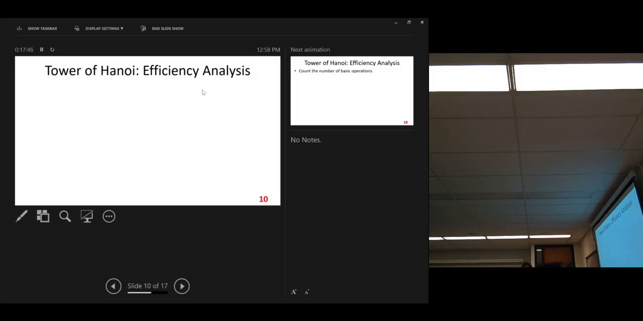Let's do this. How many moves do we need? Think about basic operation, right? When we do analysis, we need to count the number of basic operations. The operation is one move. One disk move is one basic operation. So let's count. How many moves do we need to solve a problem of size n?